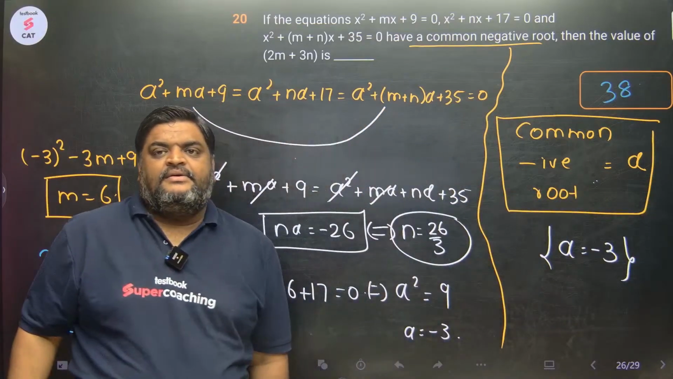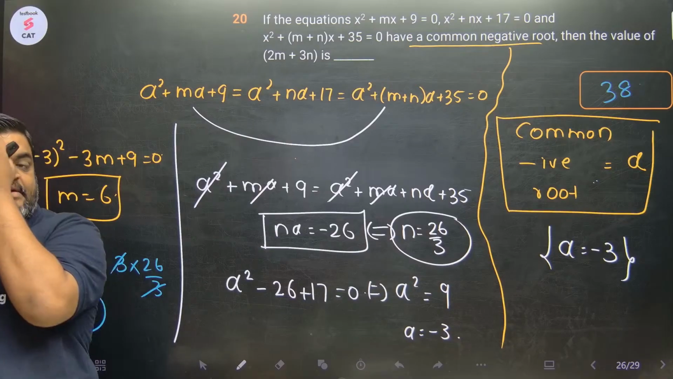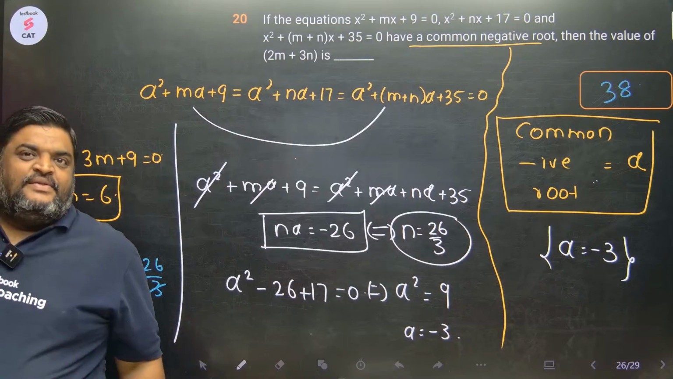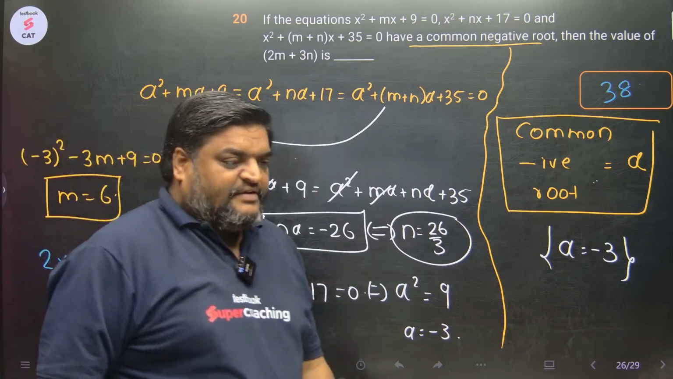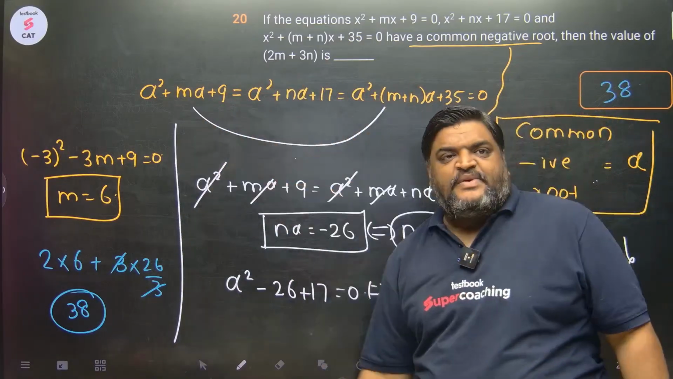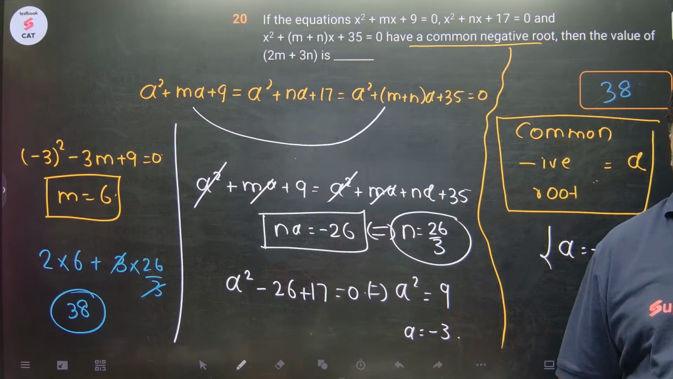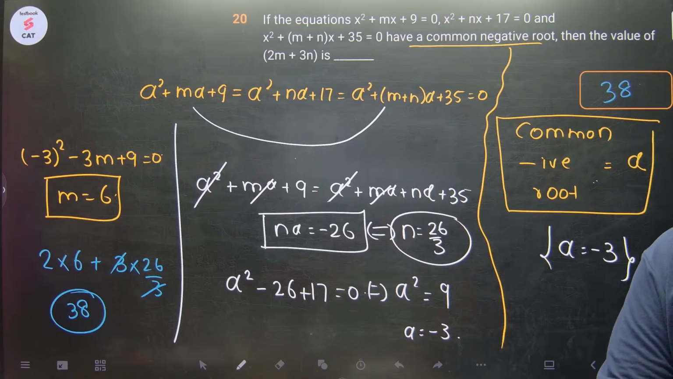38. The question says that the common root is negative. So the root that you can use in all three cases has to be negative. That is why we ignored plus 3. We took minus 3. Sorted?